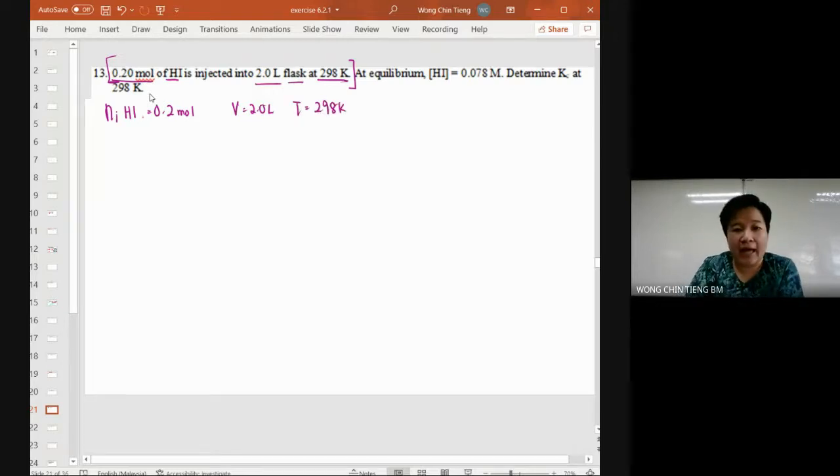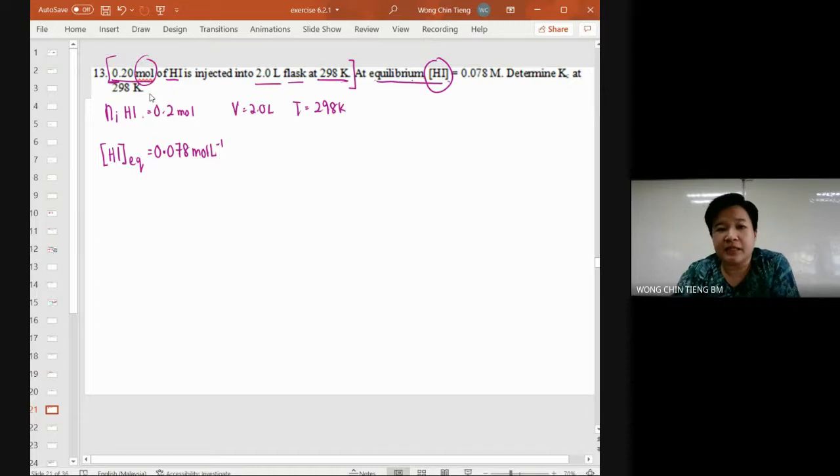Soalan sambung. At equilibrium, the HI concentration, nampak tak jahat dia? Dia bermula dengan number of mole, dia berakhir dengan concentration. So, the HI over here yang dia bagi adalah at equilibrium. You have another HI, but the HI given right now is equilibrium. Look at the way that I label. So, make sure kamu label dengan jelas. Dan ini sekarang adalah mole per liter ataupun molar. Determine the Kc at 298 Kelvin.